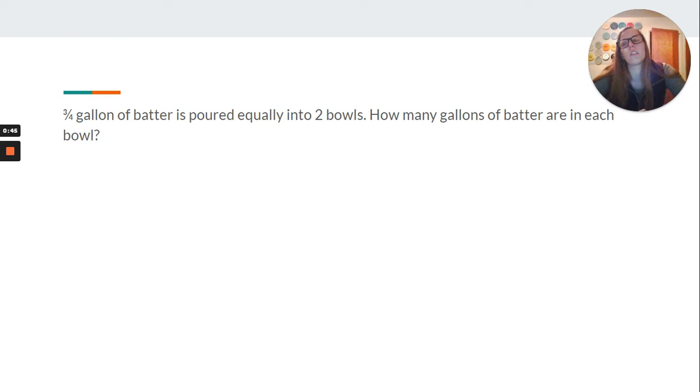So it says 3/4 of a gallon of batter is poured equally into 2 bowls. And we want to find out how many gallons of batter are in each bowl. So maybe it's obvious to you how we need to do it.